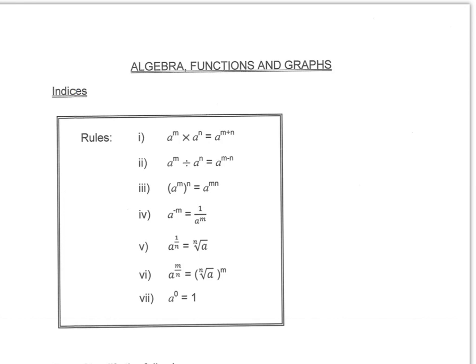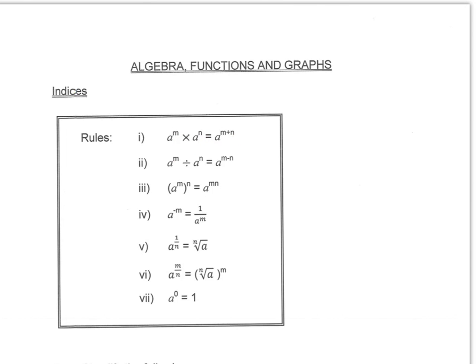Okay, the first topic in the Algebra Functions and Graphs chapter is indices. And starting off then with the rules. All of these you will have met, some in Form 3, but definitely all of them at GCSE. So first of all then, Rule 1 is the multiplication rule. And the multiplication rule says that we add the powers together.